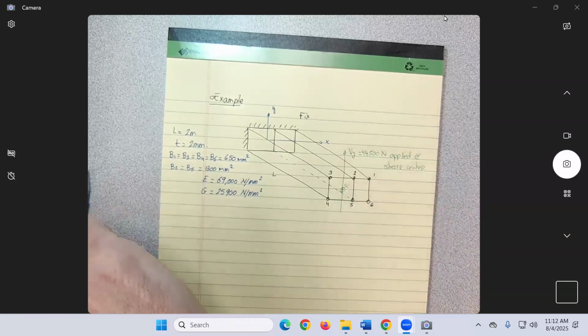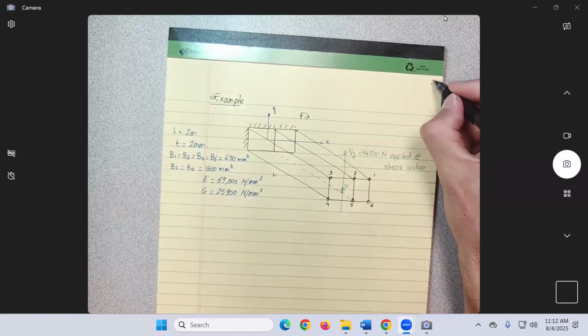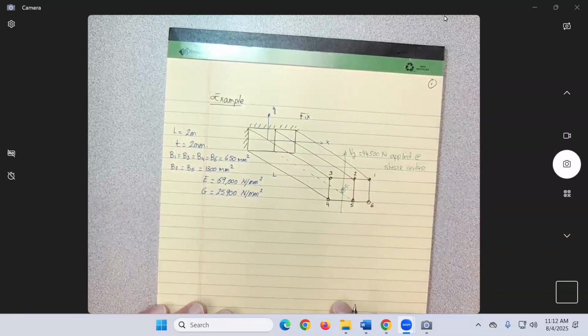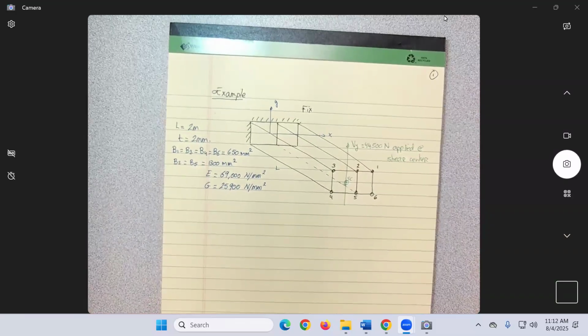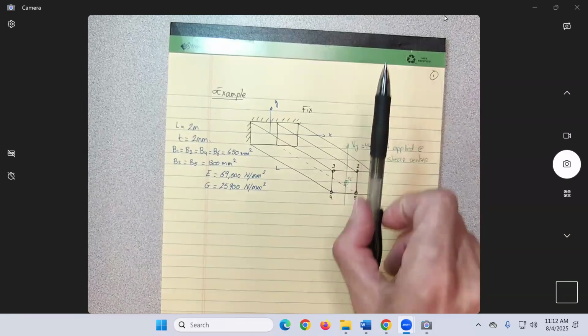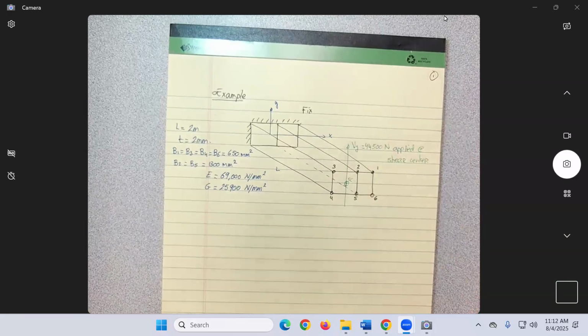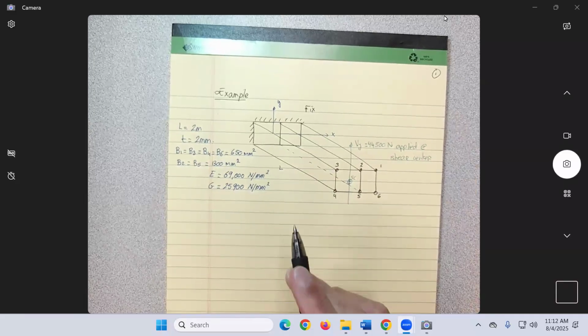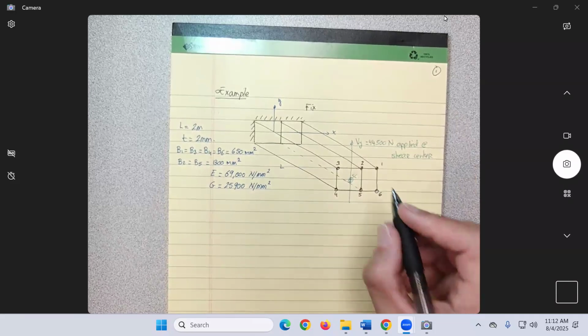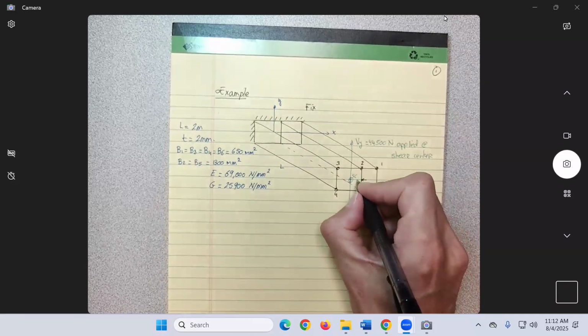So let's see, why is that important? What does that mean? If it's applied at the shear center, it will be no torsion. Basically, this structure will just be bending up. So there will be no torque or anything about the structure. That's important here. Okay, so T is the thickness of all the panels.